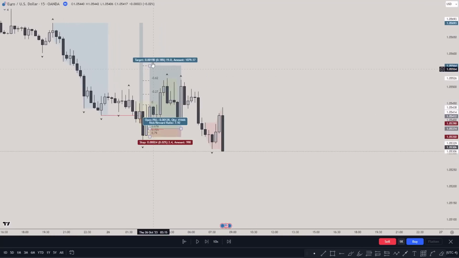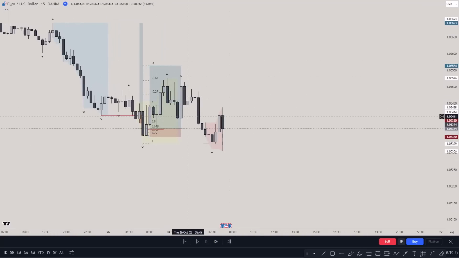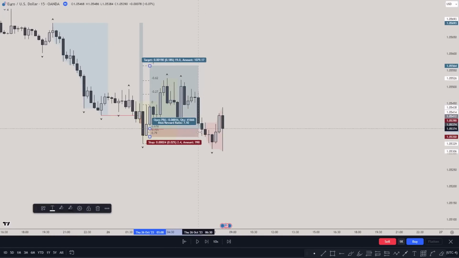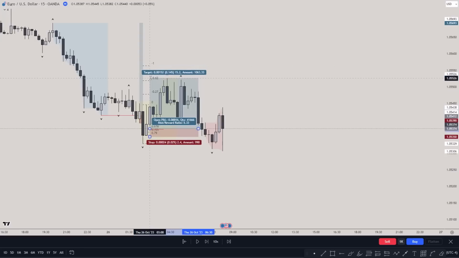So this one, if you were only aiming for minus 1, it would be a losing trade. If you secure yourself, I mean, it gave something like 66R. That's already huge.